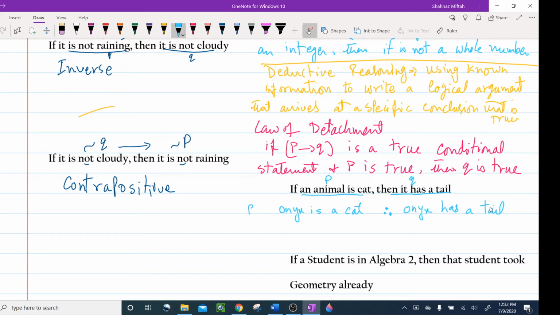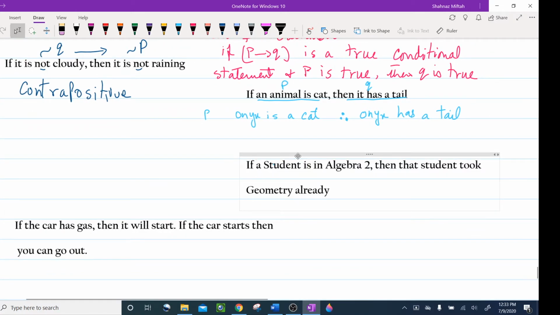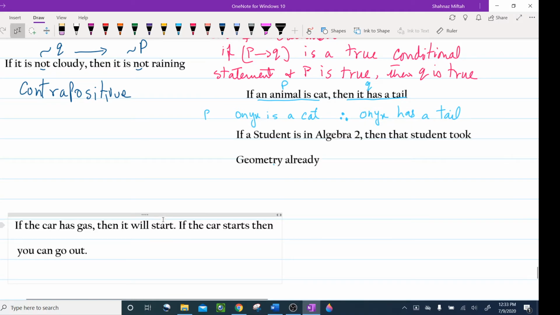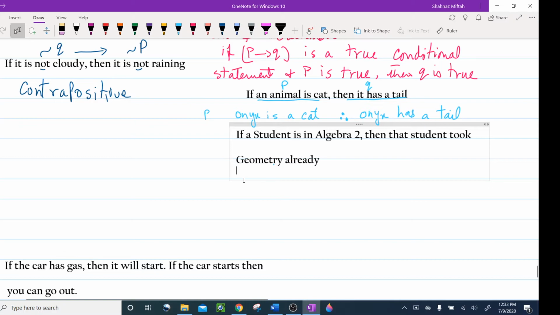Right? That's the law of detachment. If P is true, then Q is also true. Okay, let's go for this example. Next one. I'm going to move this up there so I can have enough space. Okay, here we go. Now in this case, let's try.